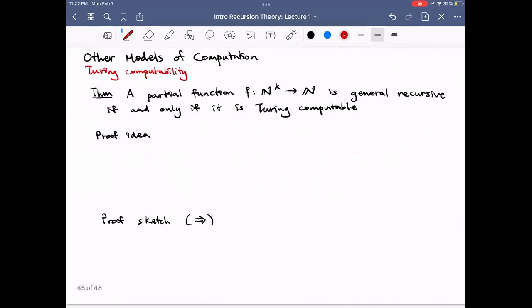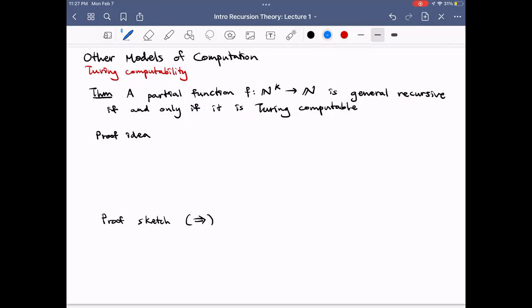Okay, and then I want to mention, so I said before that a function is general recursive if and only if it's Turing computable. So if and only if there's some Turing machine that computes it. And if you want to prove this in detail, the proof in some sense isn't so hard, but it's got a lot of details, and it takes a long time to go through those details. So I want to describe the main ideas of the proof without necessarily going through the whole thing.